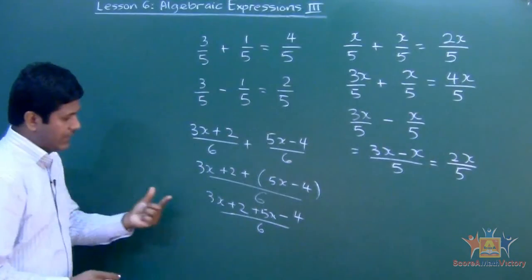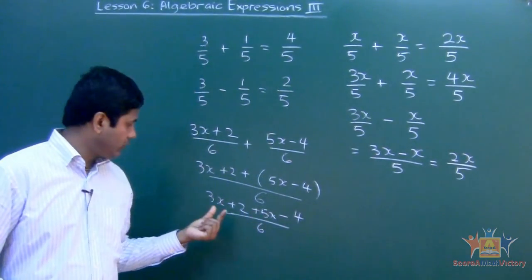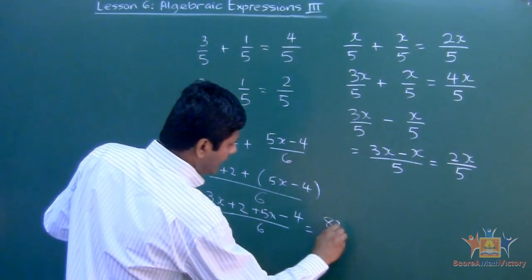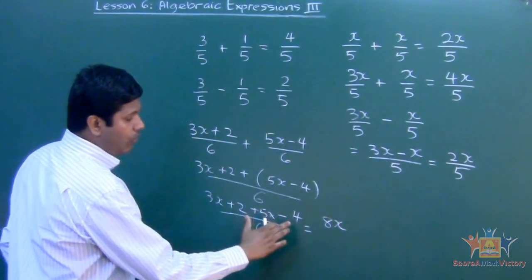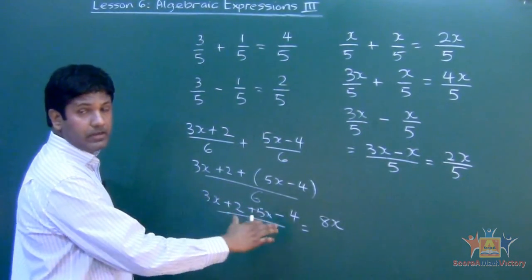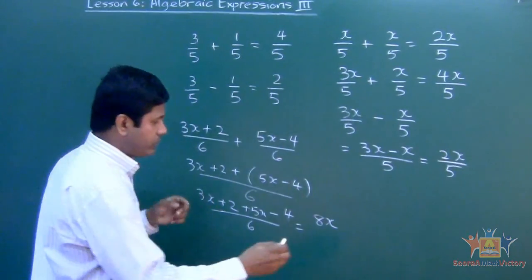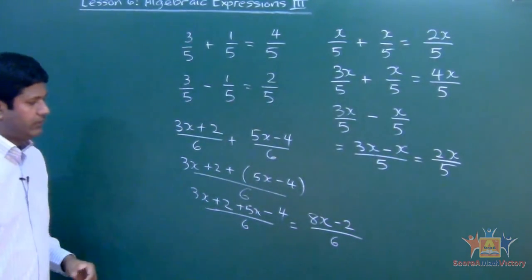Now the x terms you combine, and the numbers you combine. So 3x plus 5x gives you 8x. 2 minus 4. You have and you owe, but you owe more than you have. So that means you're still going to owe, but less. So 4 minus 2 is 2. So it's going to be negative 2 because you still owe, over 6 right there.